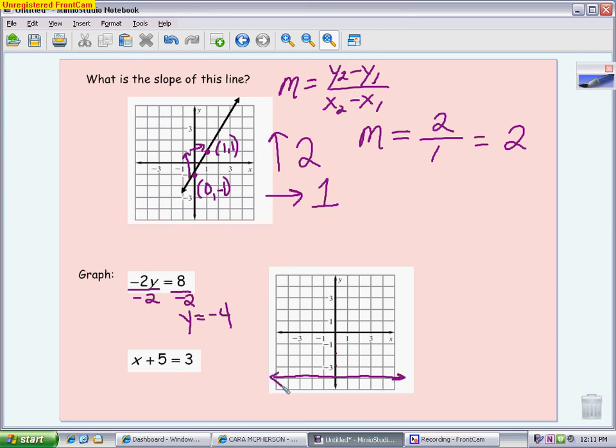The last one only has an x in it, but it's not isolated yet. So first we need to subtract 5 on both sides. So we get x equals -2. Anytime you have x equals, that will be a vertical line. So you're going to go to -2 on the x-axis, you're going to go back 2 spaces, and then you're going to draw a vertical line through -2.